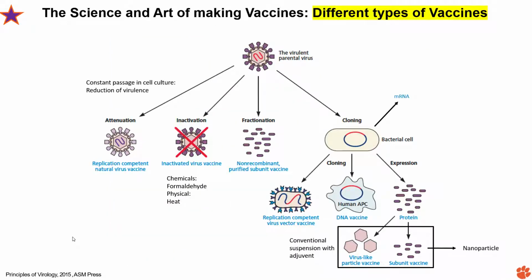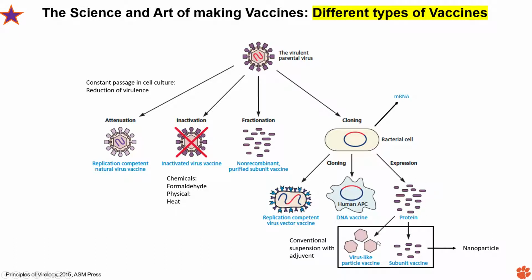All right, so after that, let's see where we stopped. This is the same thing that we talked about a couple of slides back: what the different types of vaccine are and how you can make them. So know that you can make an attenuated vaccine, which is alive. You can make an inactivated vaccine. You can do the fractionation. You can make the replication competent vector vaccine.